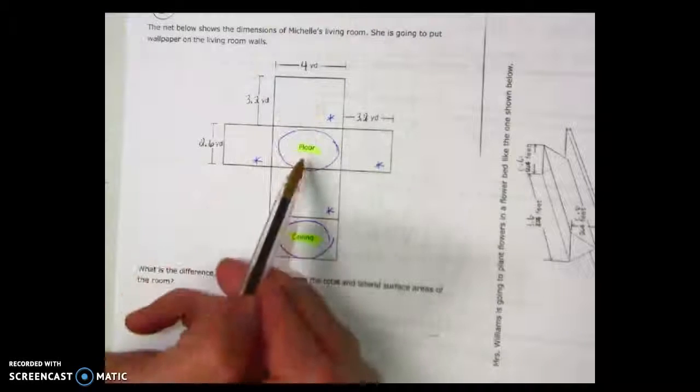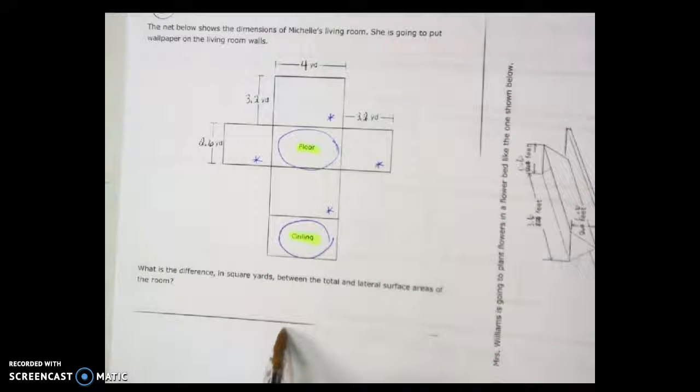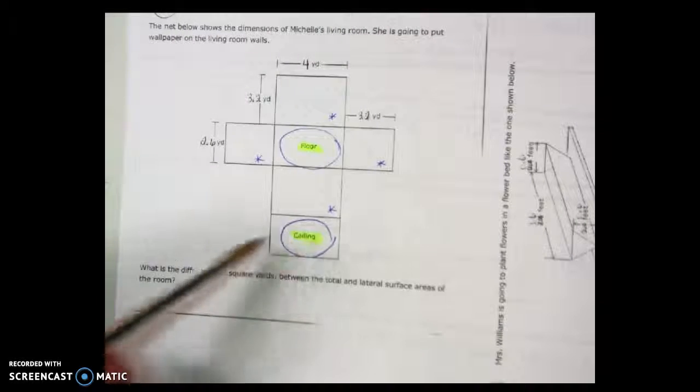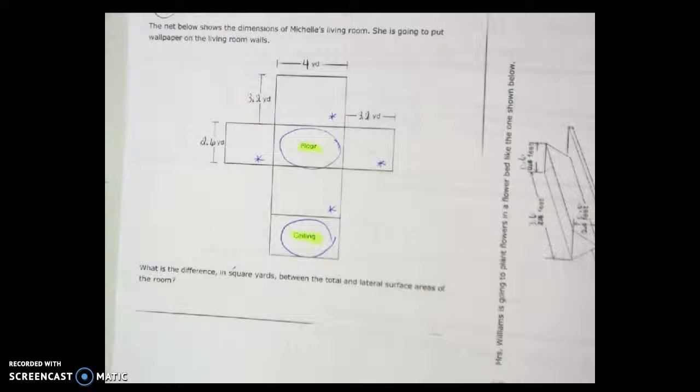So I would just find the area of the floor and the ceiling, and that would be your answer, because that is the difference in the two. The difference is that you find the bases on total. So just find the area of the floor and the ceiling, and that's your answer if you add those two together.